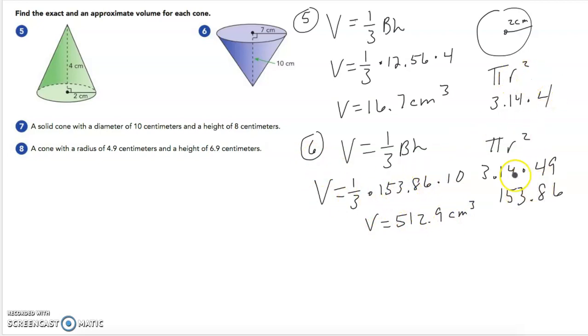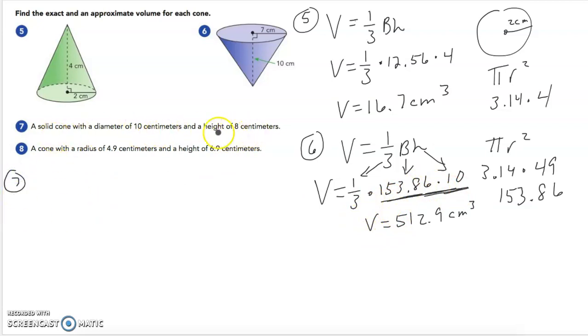Again, to get these answers, once I figure out the area of the base, which is a separate problem I have to do, then it's just a matter of plugging in the height, keeping your 1/3 there, and just multiplying out. A lot of times it's easy just to multiply these two numbers together and then divide by 3. That's what I did on the last one: 153.86 times 10, which is 1,538.6, divided by 3.